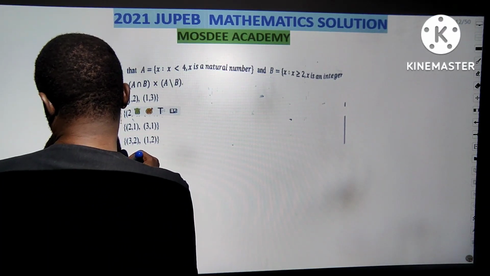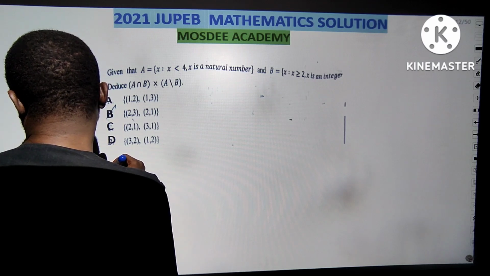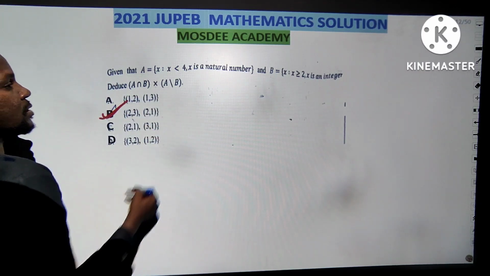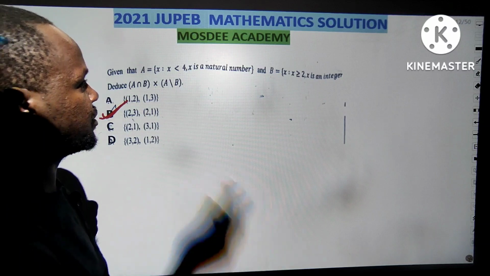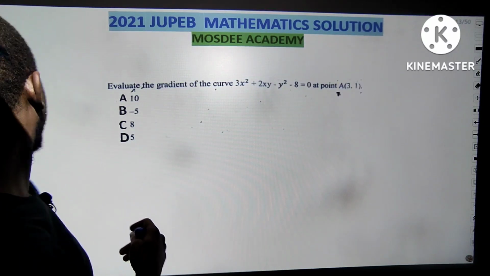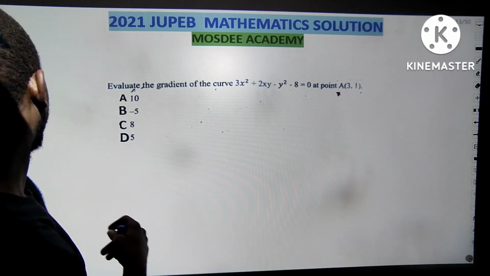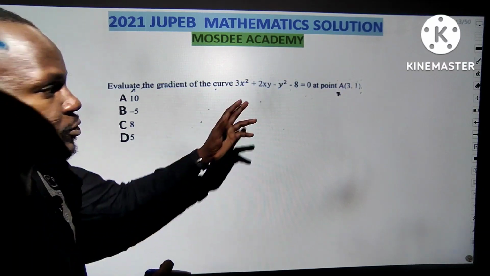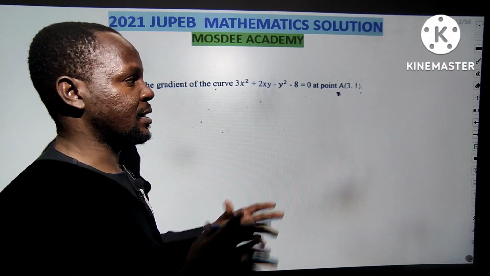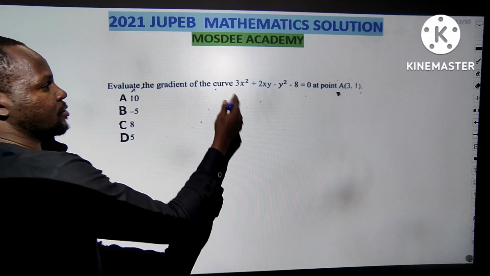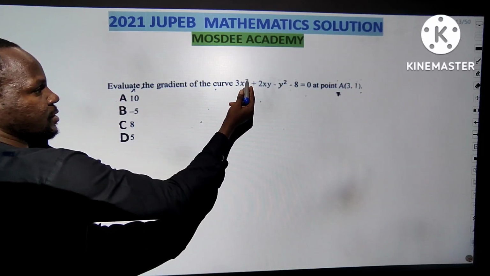I don't think I need to waste time on this. It's a simple question. So this will be the valid answer to that. That's the answer. The next one. So I'm saving time to come back to that one later. Then this one also asks us to find the gradient of the line. I think we did something similar to this. This is also another implicit function. So gradient is just getting the implicit function. Let's do that together. Now we differentiate 3x squared.